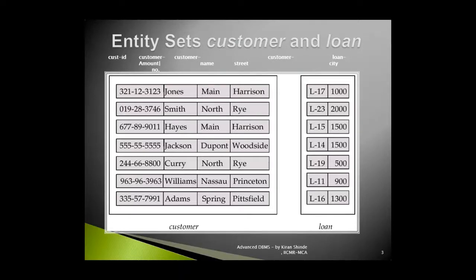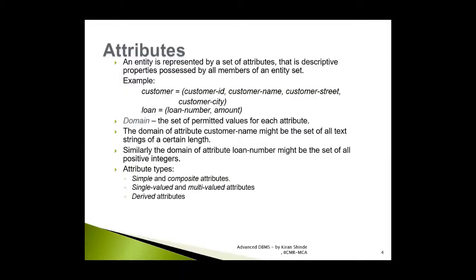The attribute names are a little bit messed up, but as I dictated, you must have understood. In customer there are four different attributes mentioned, and in loan there are two attributes. So what do you mean by attribute? Just now I told you: an attribute is the unique property of that particular entity, with which we can understand exactly the purpose of that entity. An entity is represented by a set of attributes, that is, descriptive properties possessed by all the members of an entity set.